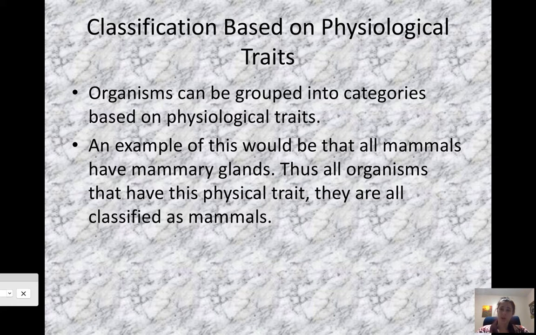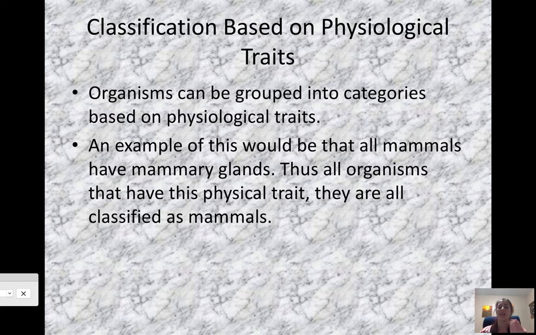Okay, so the last couple things I want to talk about goes along a little bit with technology and classification based on physiological traits. So organisms can be grouped into categories based on physiological traits, and physiological traits are going to be things that you can actually see with the naked eye. An example of that is mammals that have mammary glands. All of those organisms that have that physical trait are going to be classified as mammals. Now, if I go out and find a brand new organism and it has a mammary gland, that doesn't necessarily mean that I'm going to put it in mammals because I'm going to have to look at the other traits, but that can at least give me an idea of where it's probably going to go.